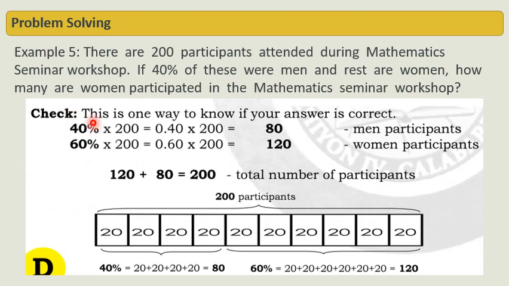So, to check our answer, ito yung last step natin. So, one way to know if your answer is correct, pwede nating i-solve pareho. Kung ang 60% of 200 is 120, ang 40% ng 200 para sa men, ito ay para sa men naman, is 80. So, 80 ang men, 120 ang women. Kailangan kasi mag-total siya ng 200. So, kapag in-add natin ng 80 plus 120, ang total ay 200. So, ibig sabihin, tama yung ating sagot.